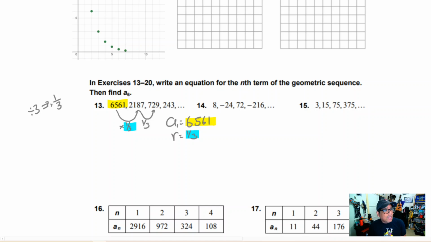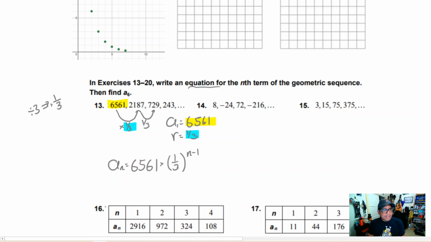And now I can put together my equation for the nth term. So the nth term is going to be equal to the first term, a1, multiplied by the ratio to the n minus 1 power. And we're just going to put in the numbers. So what was a1? It was 6,561. And what was r? R was 1/3. And that looks great.